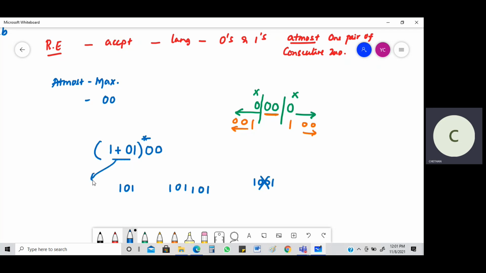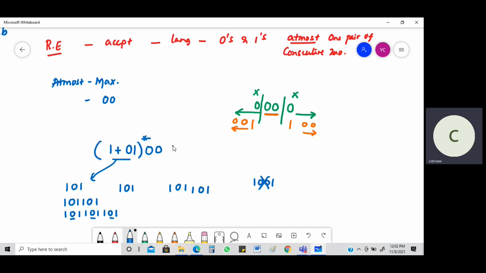Now for this, you try to figure out what it is. If I take only one instance, it will become 1 0 1. Two instances, 1 0 1 1 0 1. Three instances, 1 0 1 1 0 1 1 0 1. Nowhere can you see two consecutive zeros coming through. Very simple. And then when you write the next one.